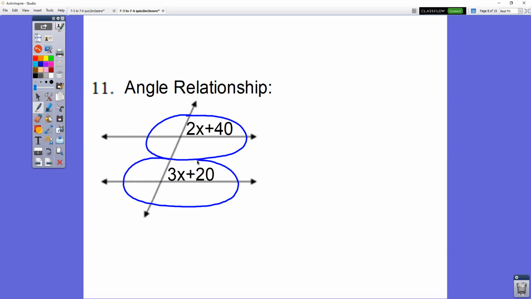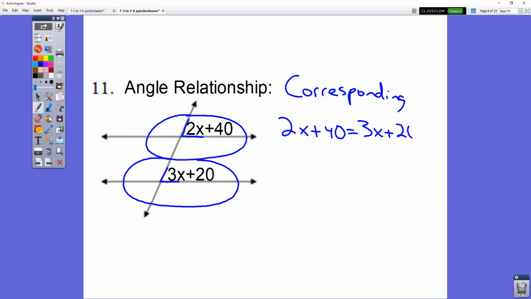When you go to look at these two angles, they are in the same place. They are in the upper right and upper right. If they are in the same place, they are corresponding angles. Corresponding angles are equal to each other. You also know that they're equal to each other because they're both the same kind of angle. We have an acute angle and an acute angle. If they look the same, they are the same, they are equal to each other.